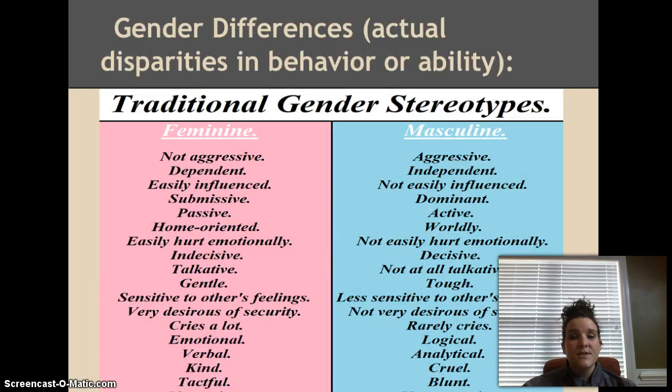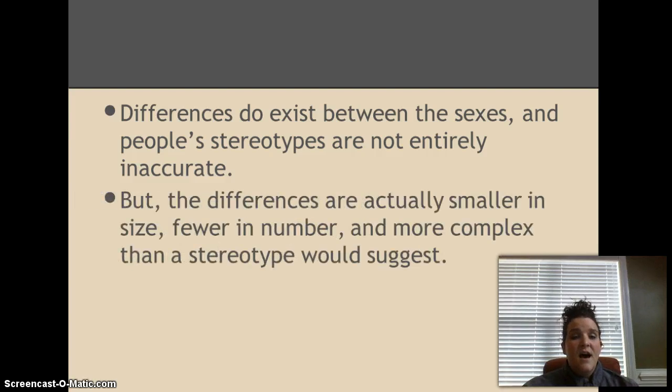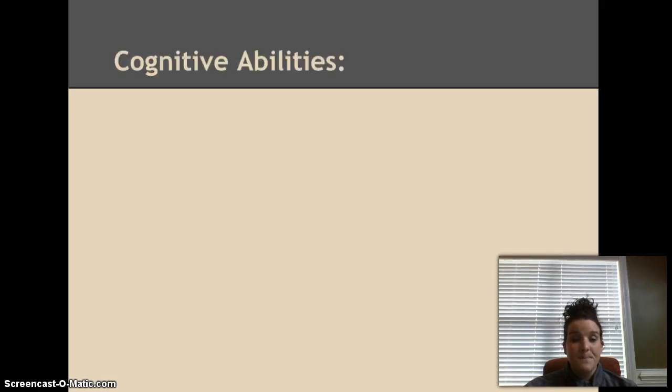Here are some gender differences. They're either actual disparities in behavior or ability. So you might want to just take a note of some of those. Again, I think a lot of this you're going to be familiar with. I mean, you know a lot of these things. I think it's important that you may know them, you may not necessarily agree with them. Differences do exist between the sexes, and people's stereotypes are not entirely inaccurate. But the differences are actually smaller in size, fewer in number, and more complex than a stereotype would suggest.